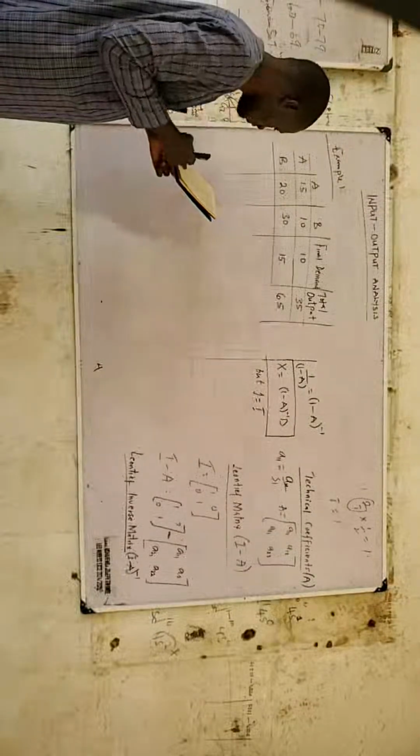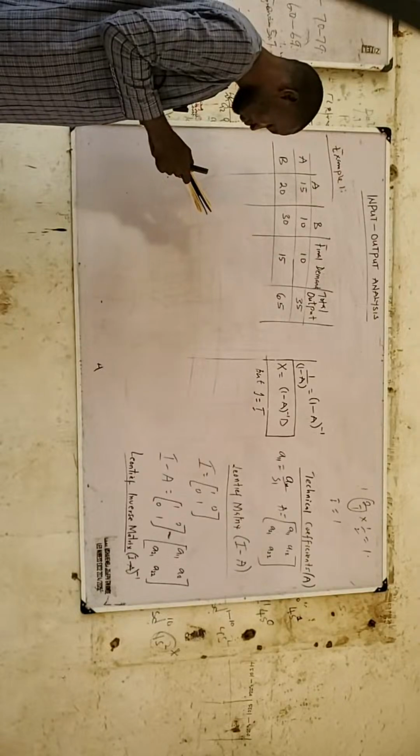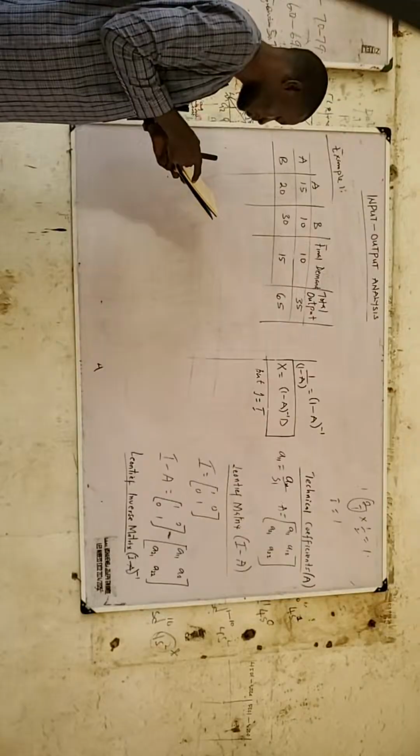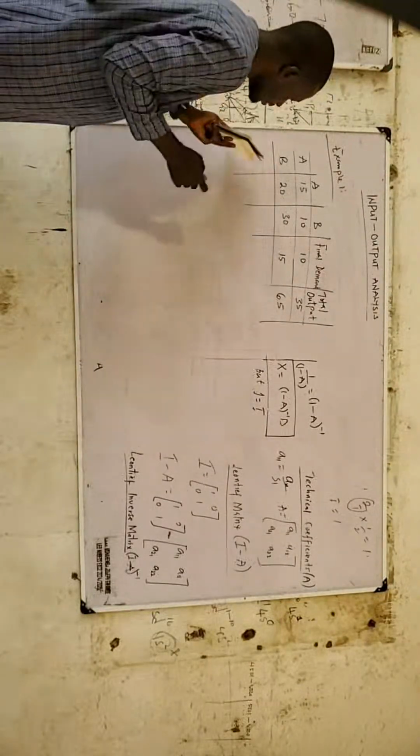15, 65. And you are required to determine the total output when the final demand changes to 12 for industry A and 18 for industry B.